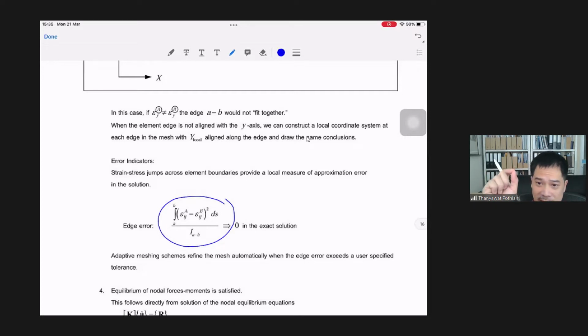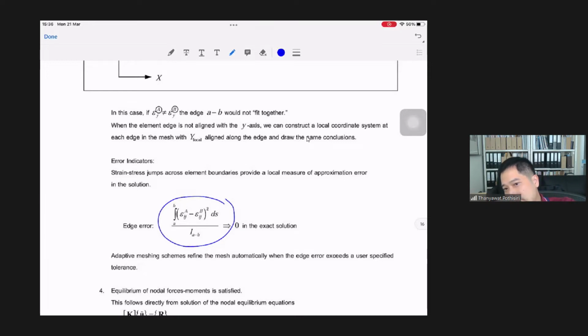And if it's getting closer and closer to zero, it means that your error is minimized, or you're getting closer to the actual solution. And in some finite element analysis programs, they use this indicator of error to perform something which we call adaptive meshing. So they adapt the mesh to try to minimize error.